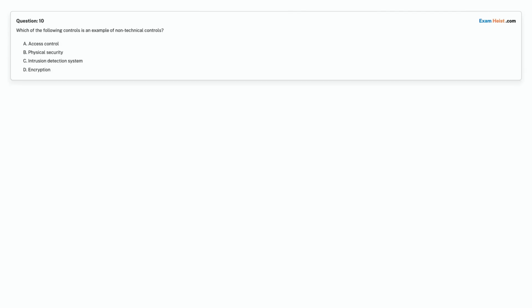Question 10. Which of the following controls is an example of non-technical controls? Option A. Access control. Option B. Physical security. Option C. Intrusion detection system. Option D. Encryption. Choose the correct answer.